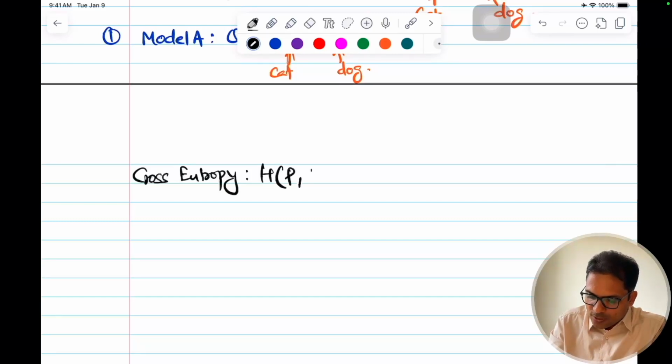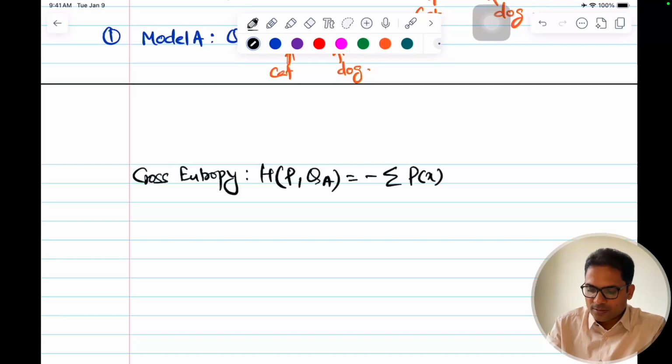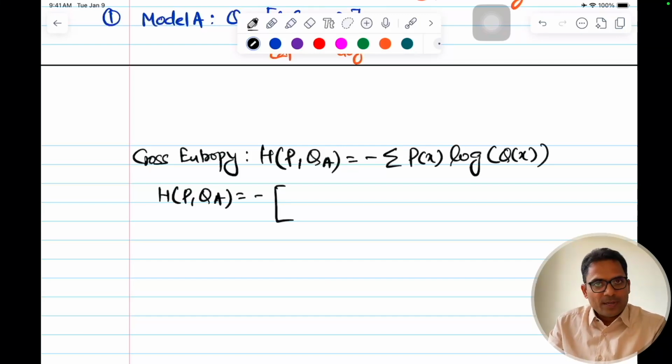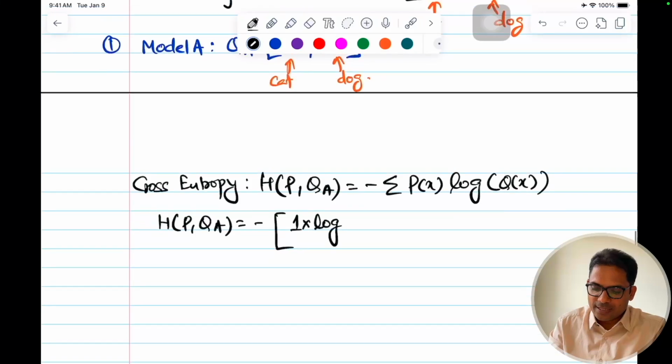H of P comma Q of A is equal to negative summation of P of X log of Q of X. Okay, this is the formula. So what will be H of P comma QA? I'm writing it now. There are two possibilities, cat or dog. So let me sum it up, minus. The actual probability of cat is 1 into log of, what is the model predicting? This model is predicting 0.8.